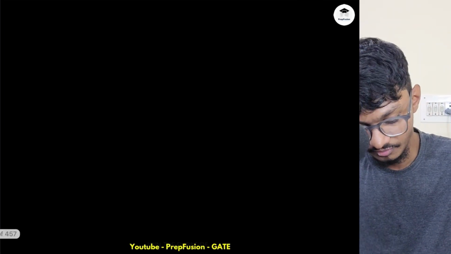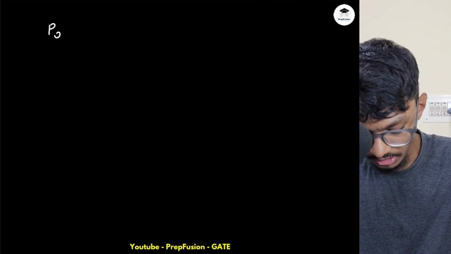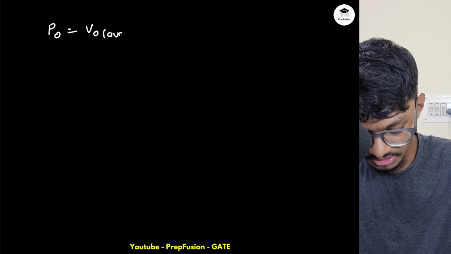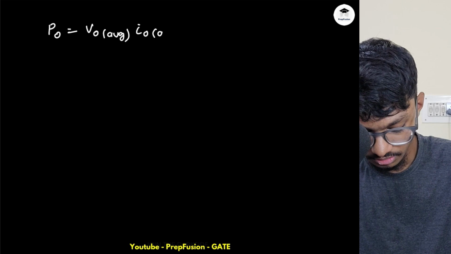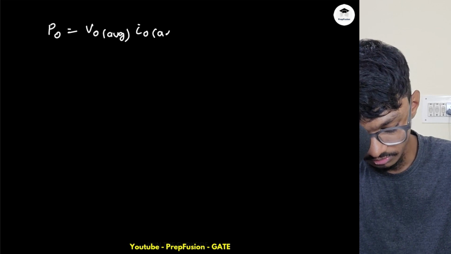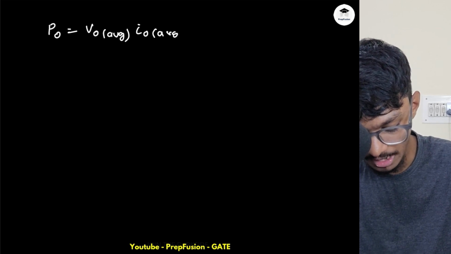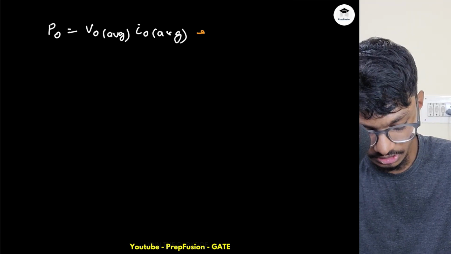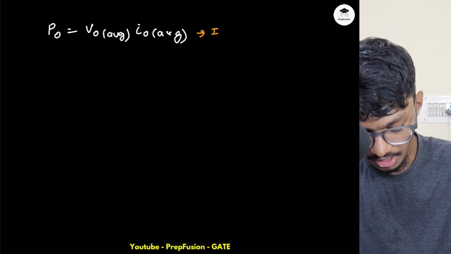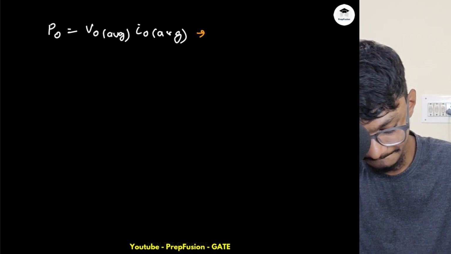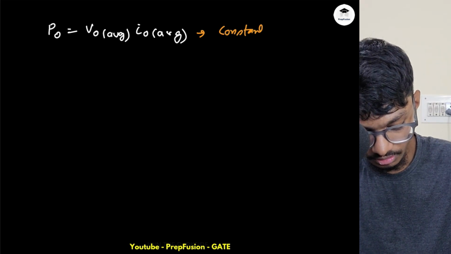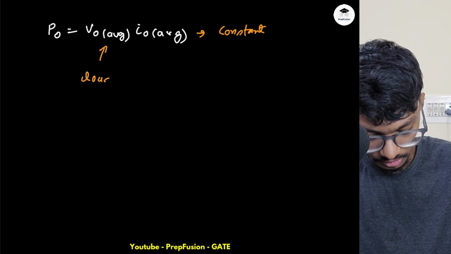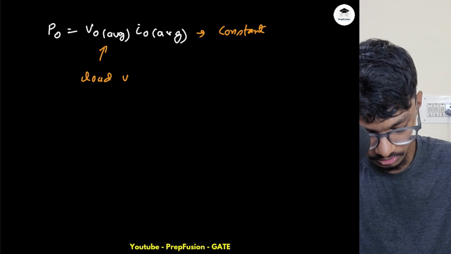Now what can I say? So my power, when the load current is constant, is simply VO average into IO average. This is for the load, and this formula is only applicable, like this is not the formula basically, I've derived it in front of you multiple times, for the constant load current. And this VO average is actually the load voltage.